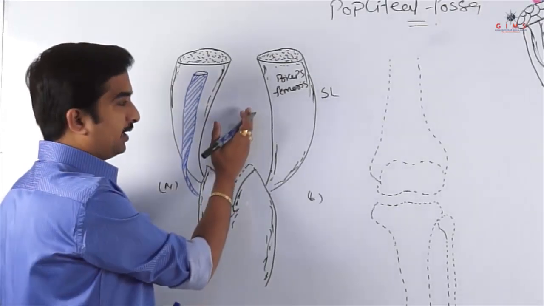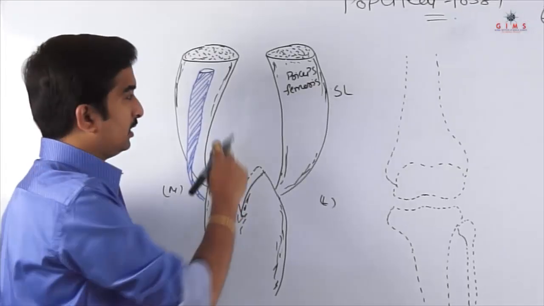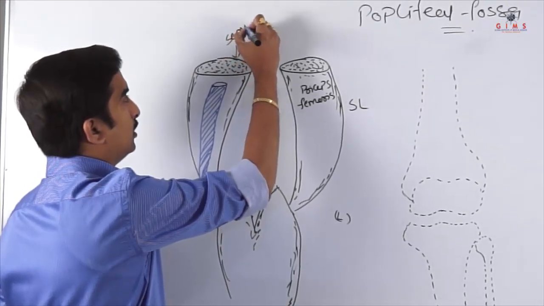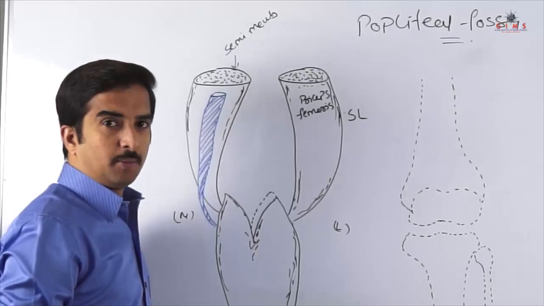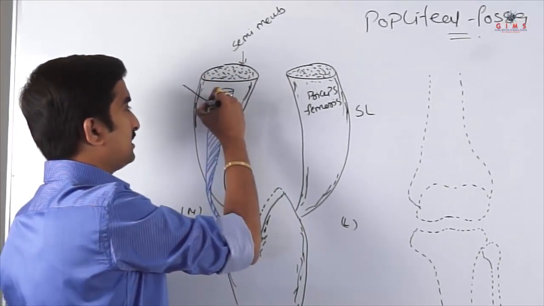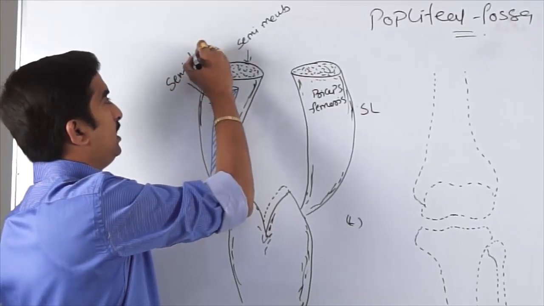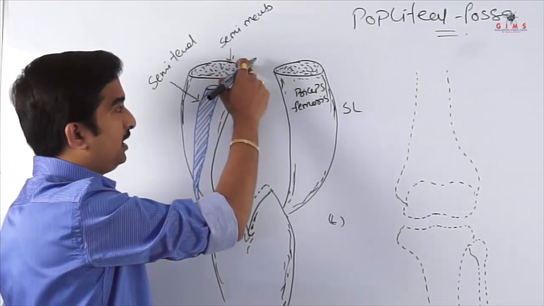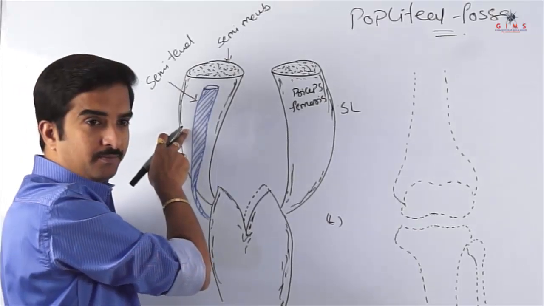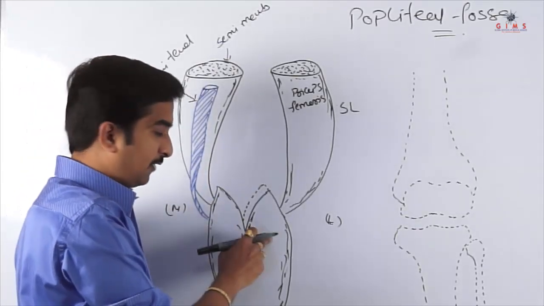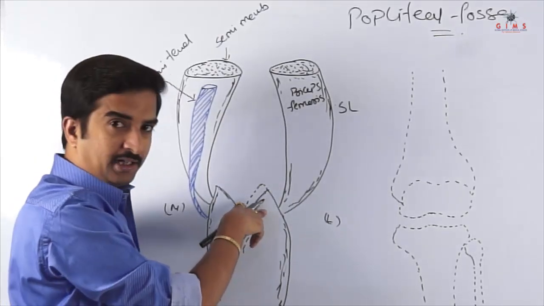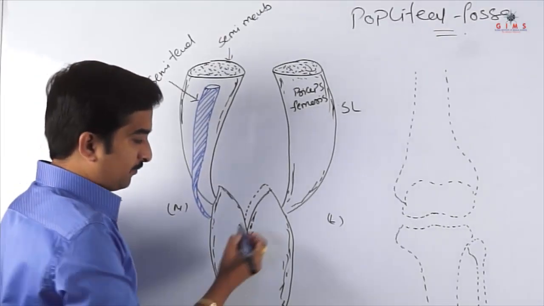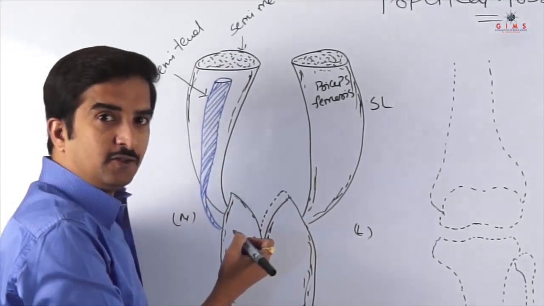Here, the superomedial boundary is formed by the semimembranosus and semitendinosus. And inferiorly again we have two boundaries. One is the inferolateral boundary and another one is the inferomedial boundary.